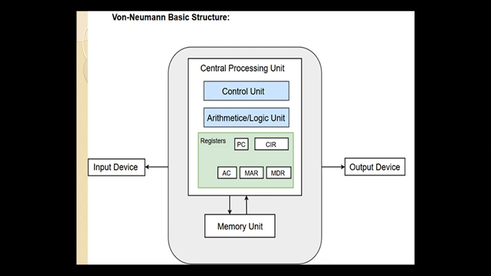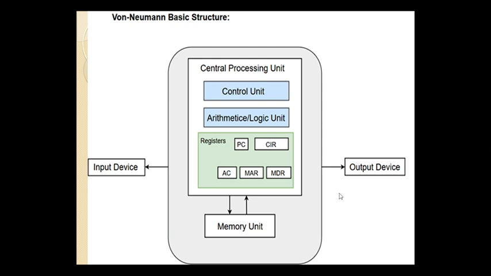AC is accumulator. This register holds the intermediate arithmetic and logic results. MAR, memory address register. This register holds the memory location of the data that needs to be accessed. MDR, memory data register. This register holds the data that is being transferred to or from memory.